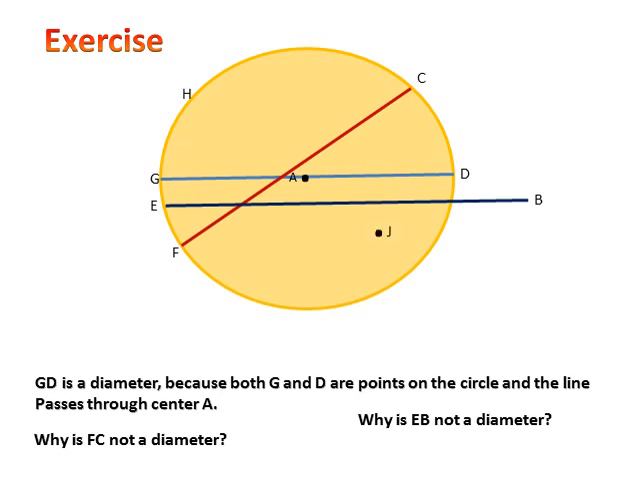There's another one: points H and J. Why is HJ not a diameter? H is a point on the circle. The line HJ passes through the center A. However, J is not a point on the circle. It's inside the circle, not on the circle itself.